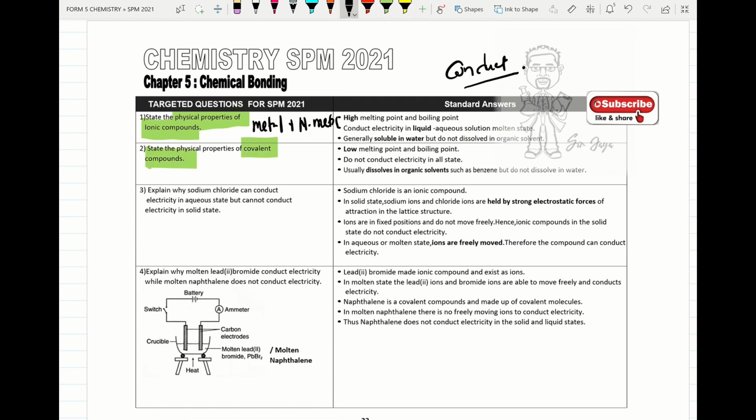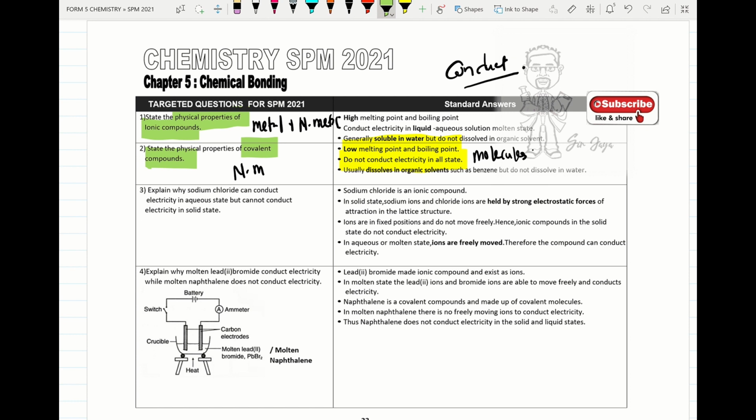Covalent compound is the formation of chemical bonding between non-metal atoms via sharing of valence electrons. So this covalent compound has low melting point and boiling point due to the weaker van der Waals forces of attraction, or intermolecular forces of attraction, between the molecules. Thus less heat energy is required to overcome the forces of attraction, and it does not conduct electricity because all the covalent compounds exist as molecules. There are no freely moving ions to conduct electricity.